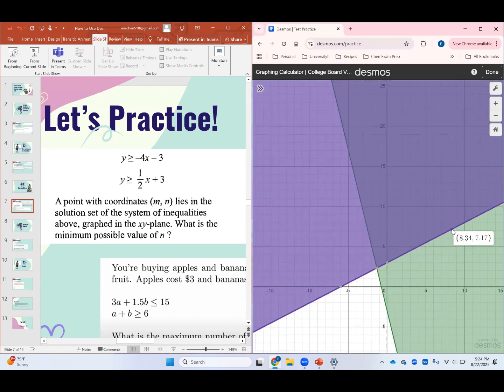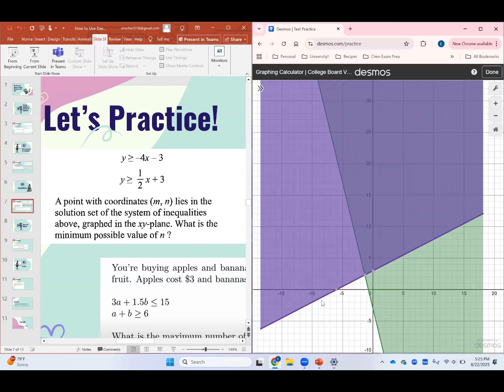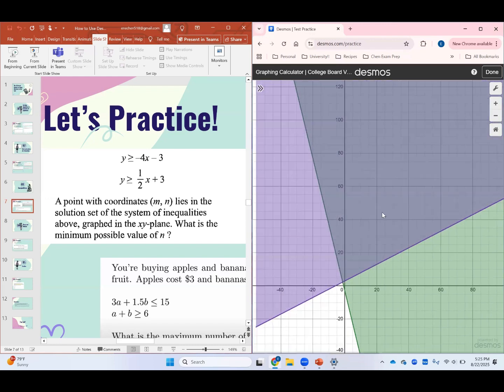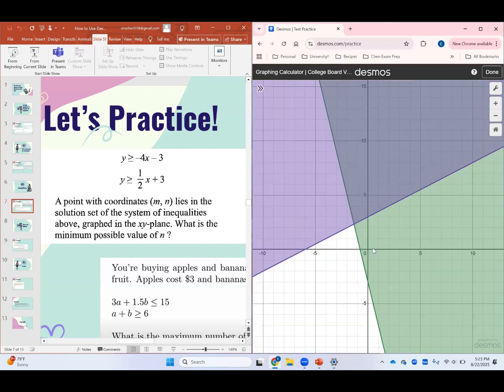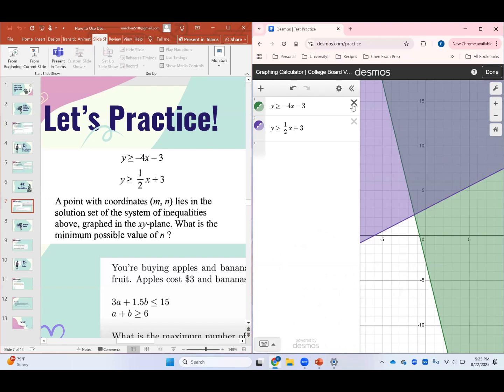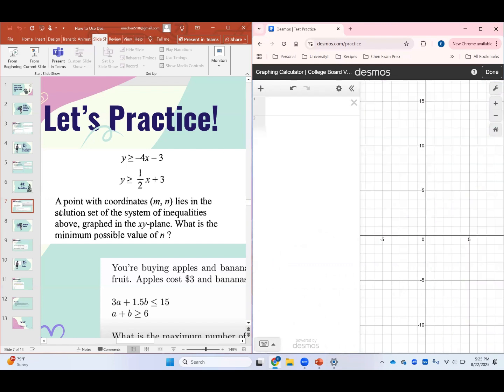And to double check that I've got this correct, I can always go up this solution set area, and I can see that the y value just keeps rising above this point. So I know that I've got my minimum possible value. Plus, you can see any point lower than this, there's no overlap between the inequalities. So that is the minimum possible value. Okay, moving on to the next question.